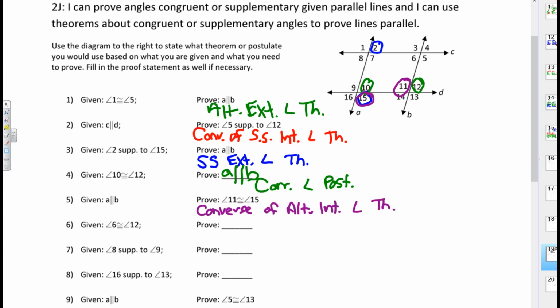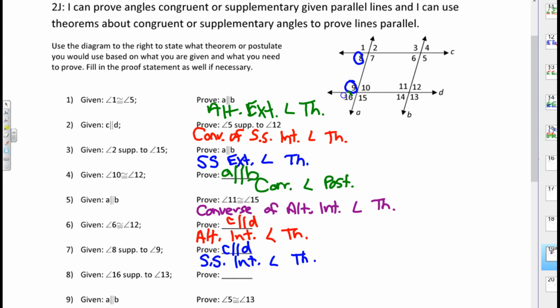If angle 6 is congruent to angle 12, those are alternate interior angles with boundary lines C and D. So that allows me to prove that C is parallel to D by the alternate interior angles. Whereas if 8 is supplementary to 9, those are same side interior angles with boundary lines C and D. So that allows me to prove that C is parallel to D by the same side interior angle.